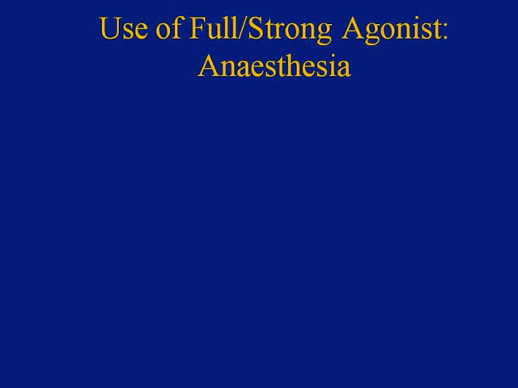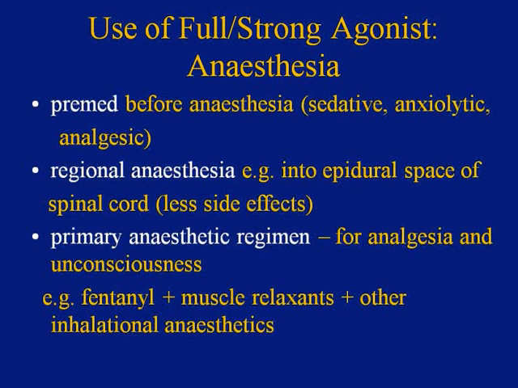Now we'll briefly consider anesthesia. For anesthesia, opiates can be used as a pre-med, so it's part of the mixture of sedatives, anxiolytics, and analgesic components given before anesthesia. Or it can be used for regional anesthesia, like into the epidural space of the spinal cord, so that there are fewer side effects compared to systemic administration. Or it can be part of the primary anesthetic regimen, which keeps the patient unconscious and also provides analgesia. For example, fentanyl is an opiate which is mixed with muscle relaxants and inhalational anesthetics.